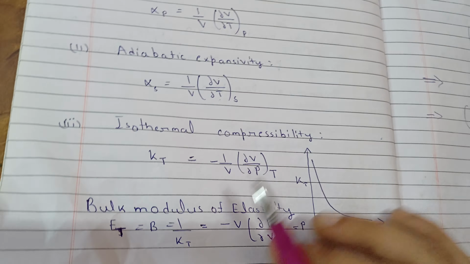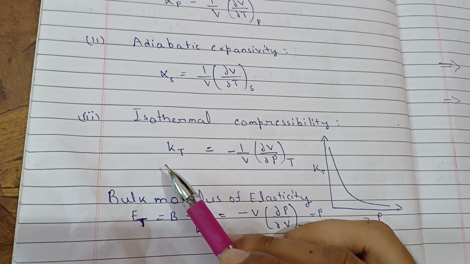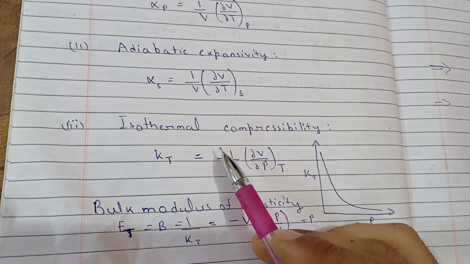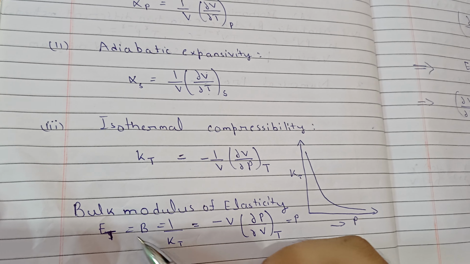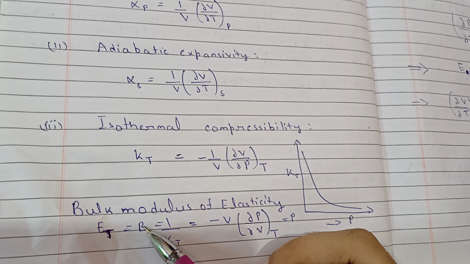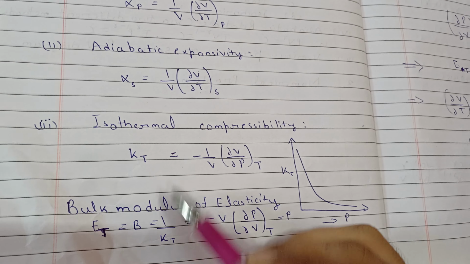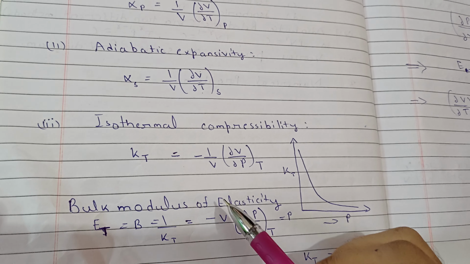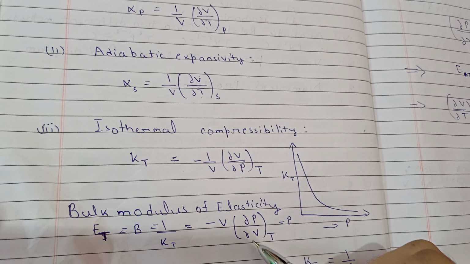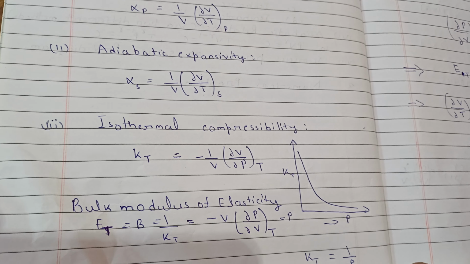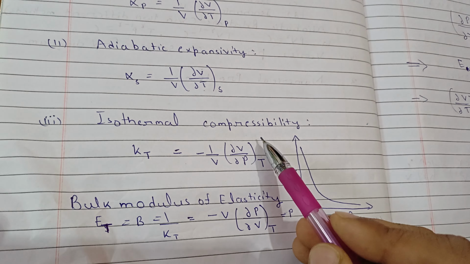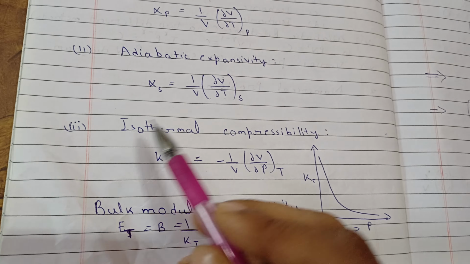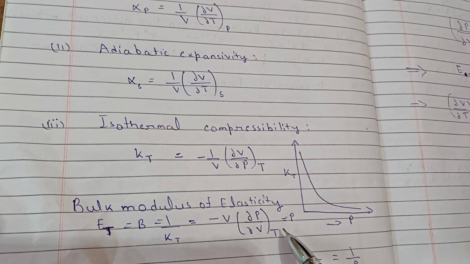Now the reciprocal of the compressibility, 1 upon kT, will give you the elasticity or bulk modulus of elasticity. So remember, ET can be represented as bulk modulus B, equal to 1 upon kT always. So 1 upon kT will be minus V del P by del V at constant temperature. Now just forget these things, these are the cases for the ideal gas. Just remember this: this will be equal to this for any real gas or ideal gas.